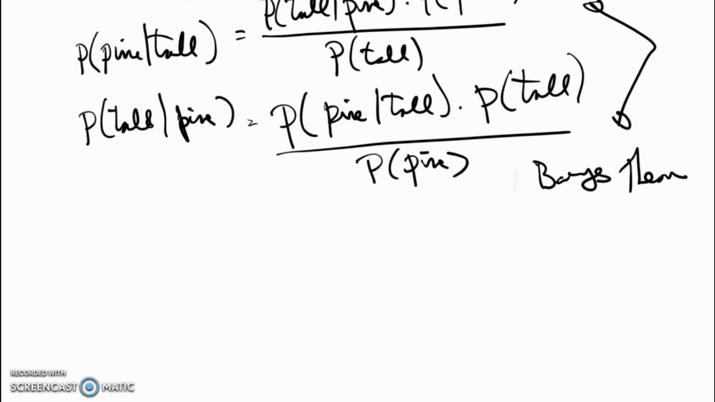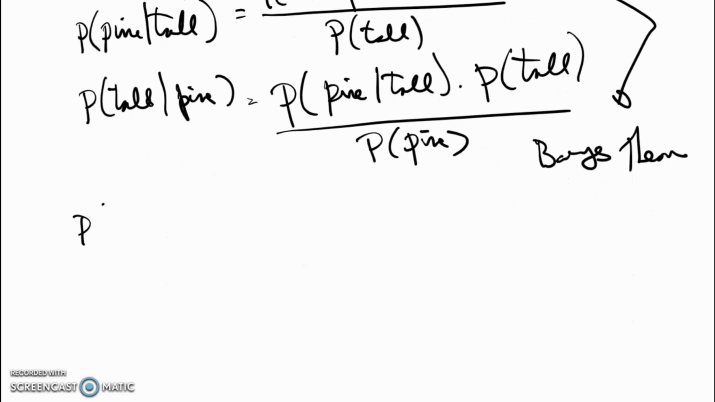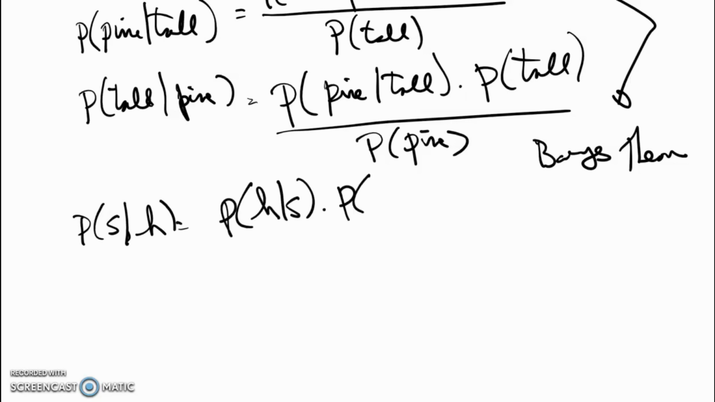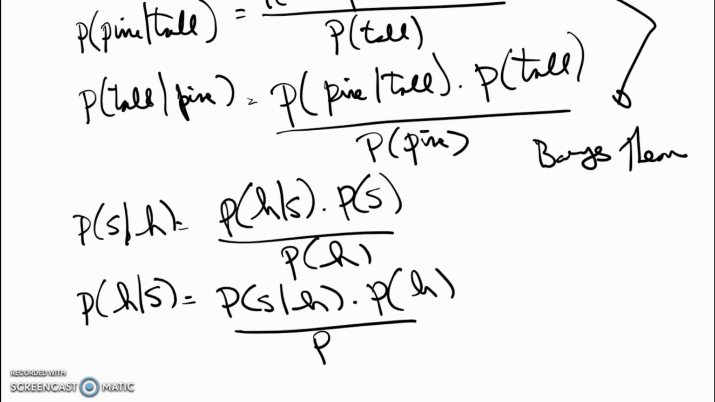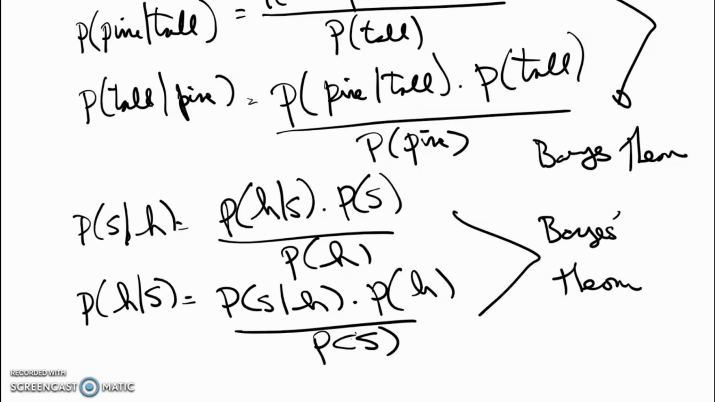And if we want to, we can express this in a more general way. Probability of S given H, probability of H given S, times probability of S, over probability of H. So, once again, Bayes' theorem in a more general format.